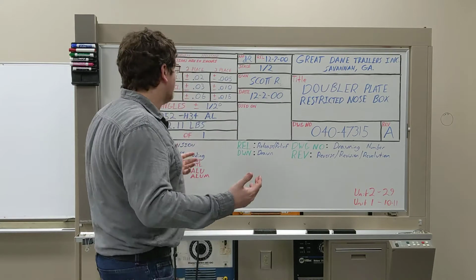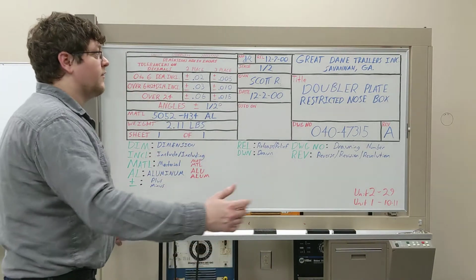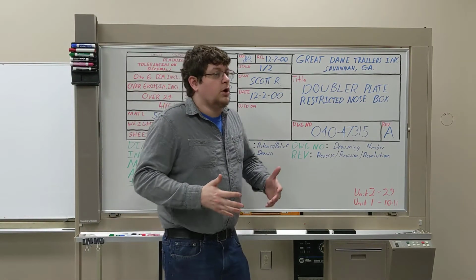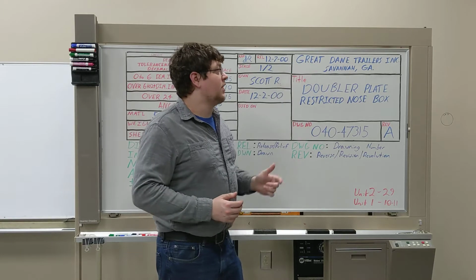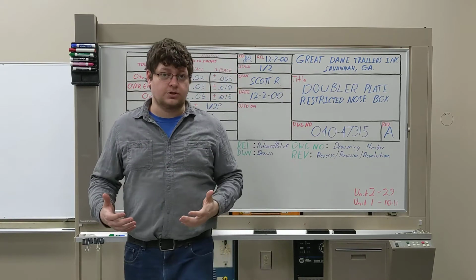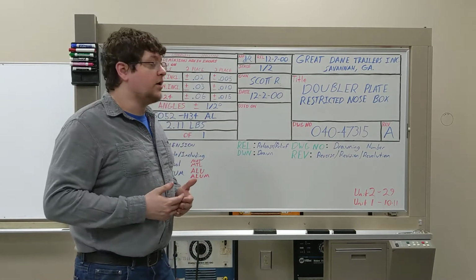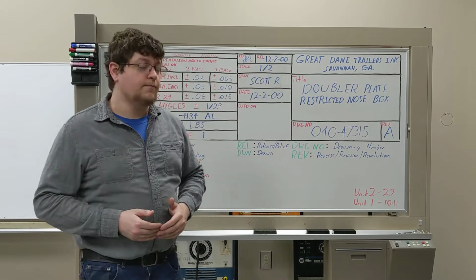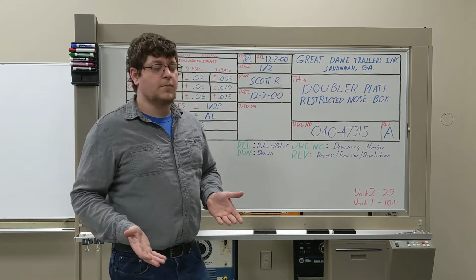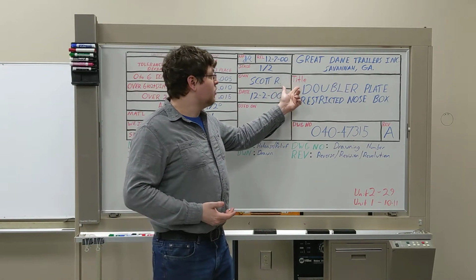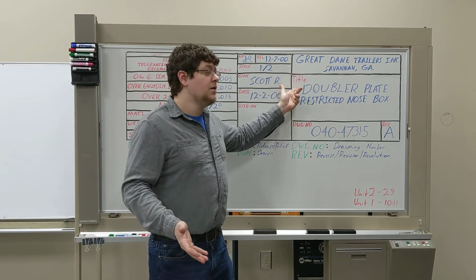So, the first thing is we look at this title block, it has a lot of information on it. First thing is, who is it going to? Who owns this? And that would be the Great Dane Trailer Incorporated in Savannah, Georgia. So if you were talking about where this needs to be shipped to or who the customer is, that's who it goes to. The next thing is, what is this part? For that, you go to your title. That is what the part name is.